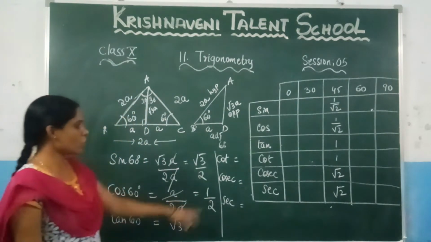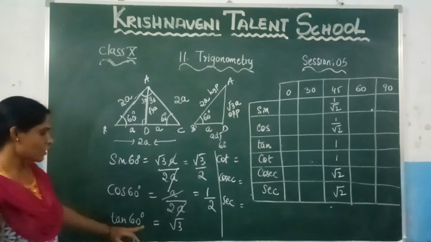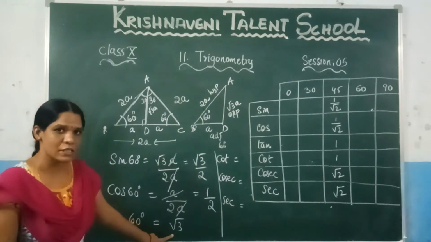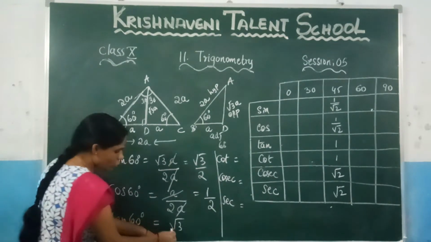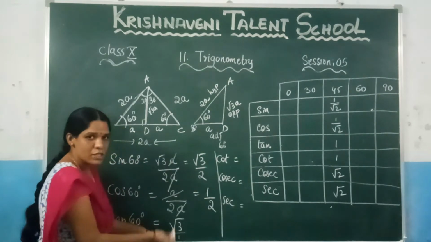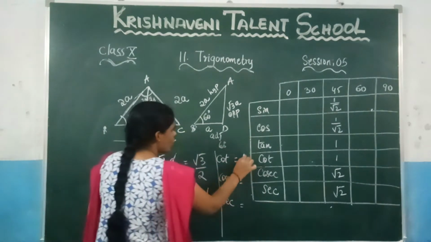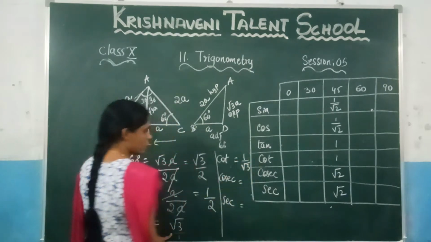Now, what is the reciprocal of cot, which is nothing but tan? So here root 3 is there. What is the reciprocal of root 3? You know that root 3 you can write it as root 3 by 1. What is the reciprocal? 1 by root 3. So what is this value? Which is 1 by root 3.